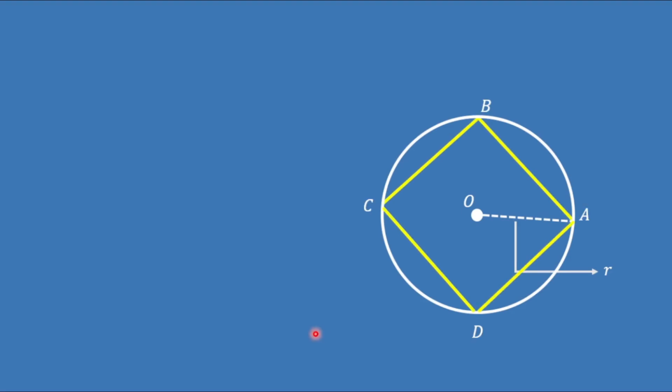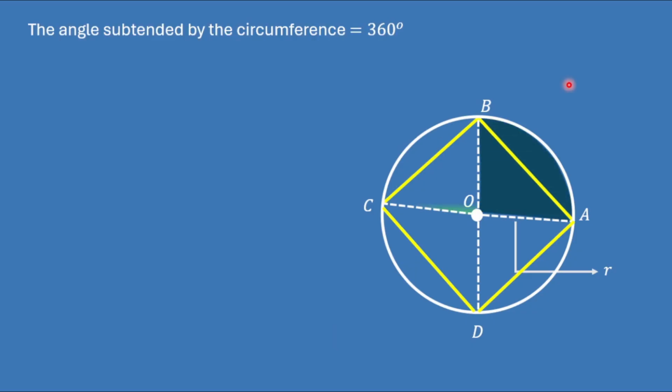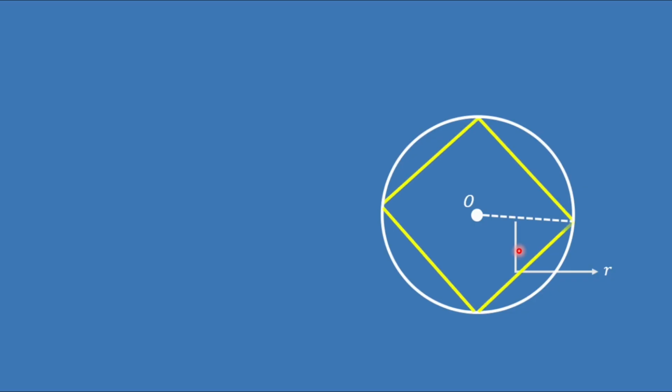In this video, I will let you know how to find the side length of an inscribed square in a circle in terms of the radius of the circle. To this end, I draw a circle with center O and radius R, and then I construct an inscribed square in the form of this, and I represent the vertices with A, B, C, and D. Then I join the vertices to the center of the circle.